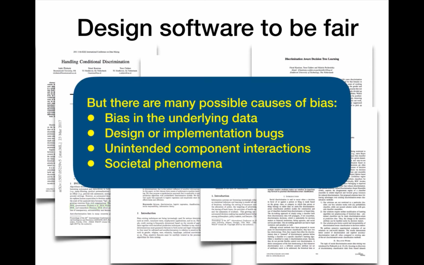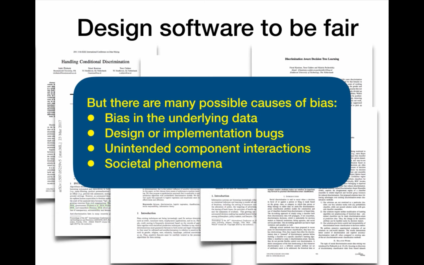Fairness through design is important, but there are many possible causes of bias. For example, bias can come from the underlying data, or it can come from design or implementation bugs, unintended interactions, or even things like societal phenomena, such as that one gender is more likely to wear makeup than another gender, and that adversely affects facial recognition precision. Software design simply isn't going to magically address all of these causes alone.